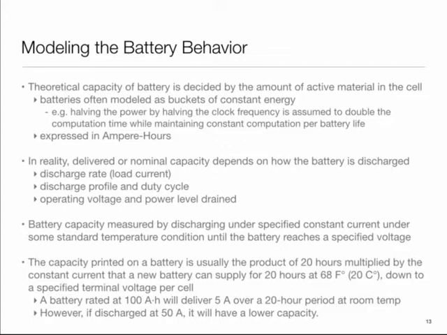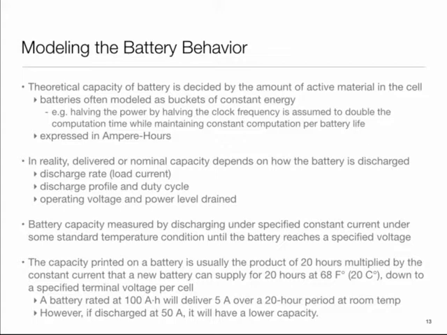So a first cut model of a battery would be that it's a bucket of some amount of energy. So what that model would yield is the following. Let's say I have a processor hooked up to this battery, and let's imagine the processor has no leakage current. Hypothetically, if I halve the frequency of the processor, then I'm halving the power of the processor, and therefore the current draw out of the battery would be half, and therefore the battery will last twice as long.